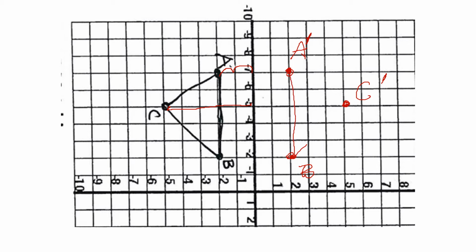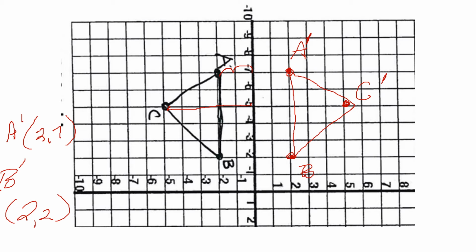And so I'll have my reflection. It looks like it flipped across, a little lopsided. But if I ask, say, where is point B? Then it would be at 2, 2. Where's point A prime? Where's the image of the original? It's over 2 and up 7. So you'll just be putting those points on there.